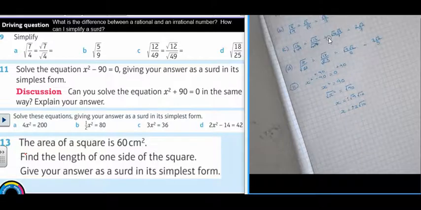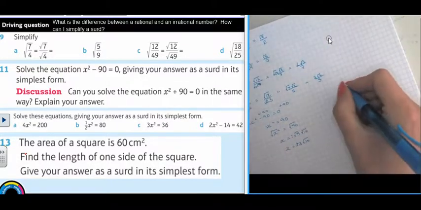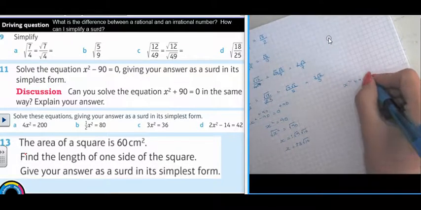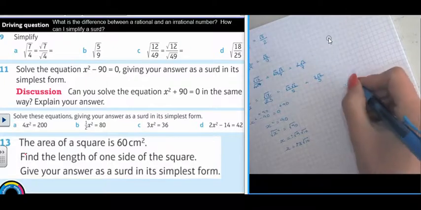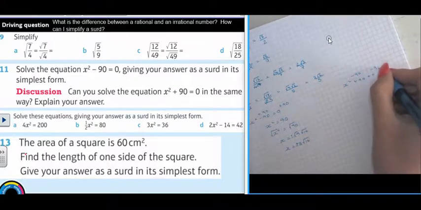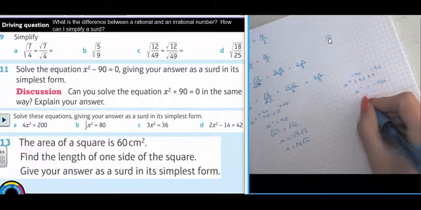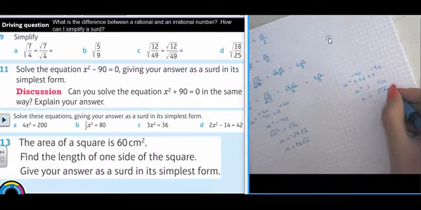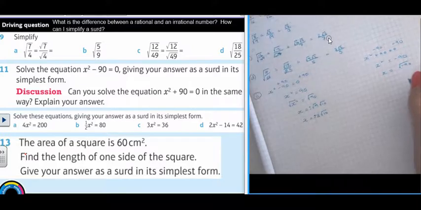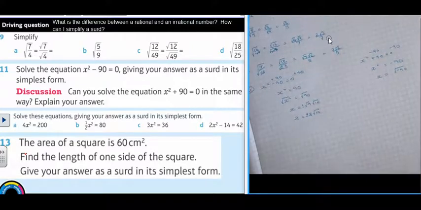Now for the discussion part, it says, can you solve the equation x squared plus 90 equals 0 in the same way? Let's try that here. x squared plus 90 equals 0. So the inverse this time is to subtract 90 from both sides, and then square root. We can't solve that in the same way because you can't square root a negative number.